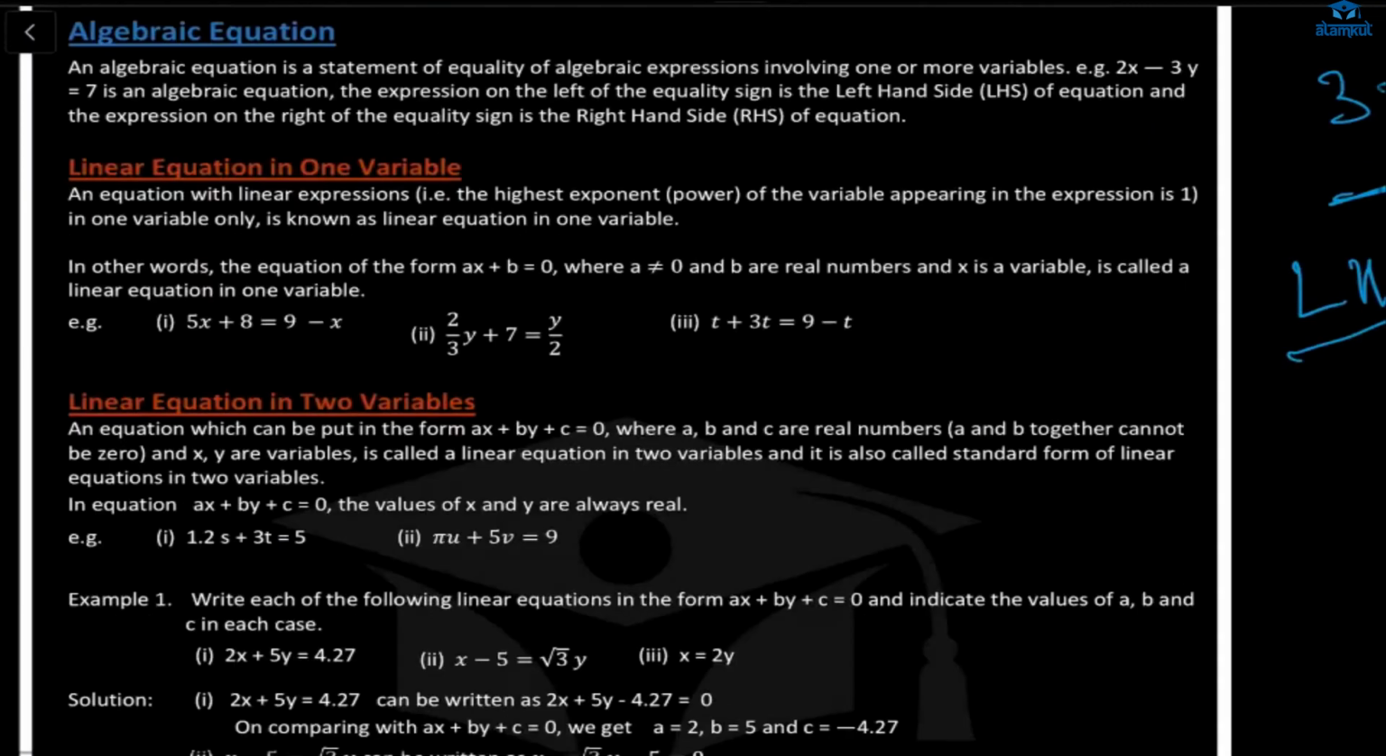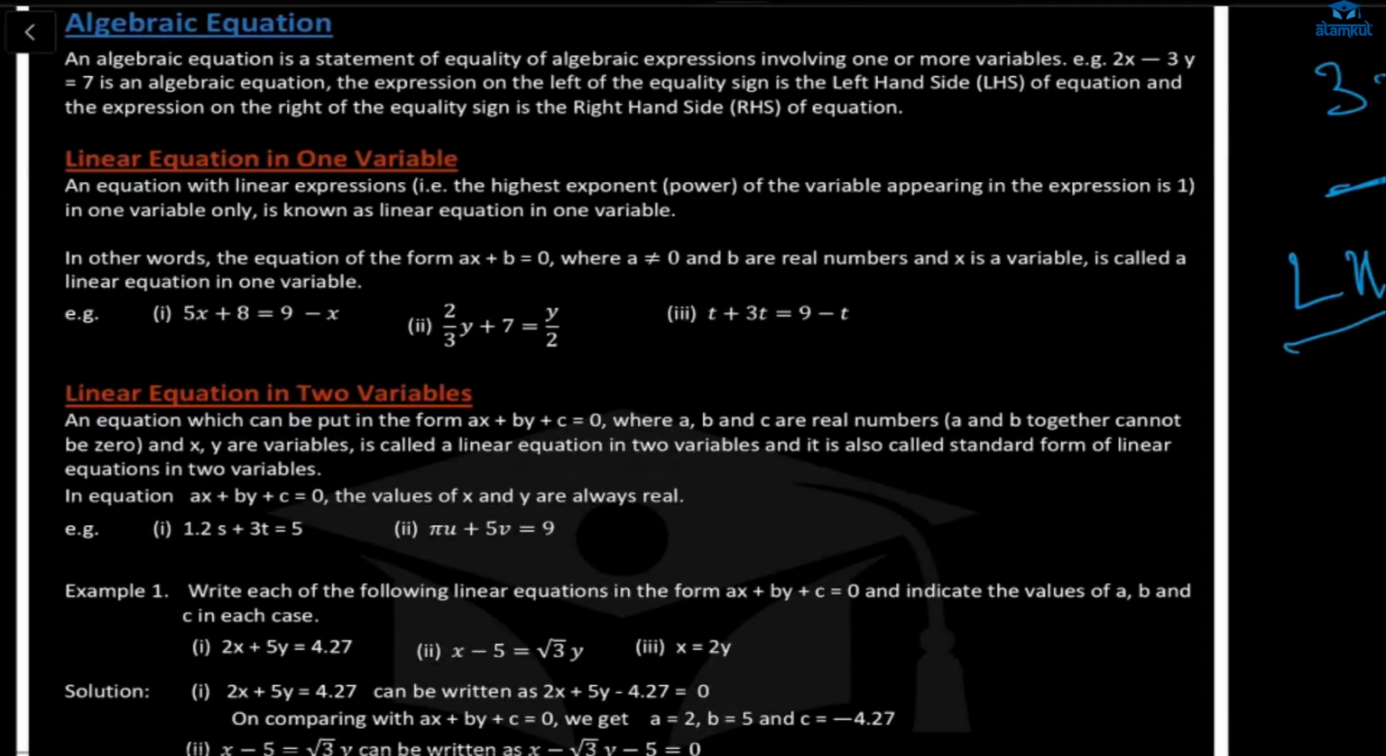Now linear equation in one variable. We have gone through this in polynomials also. An equation with a linear expression means the highest exponent or the highest power is 1. So it is in one variable also. You can see linear equation in one variable.